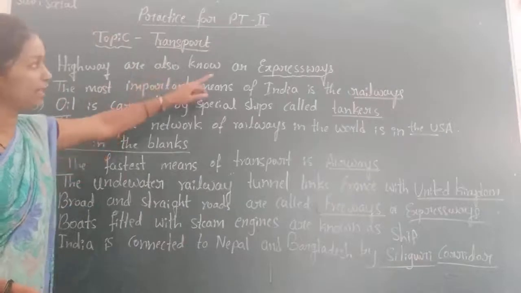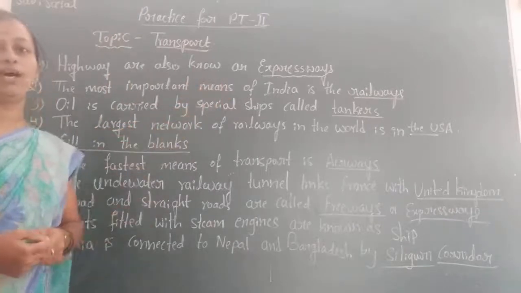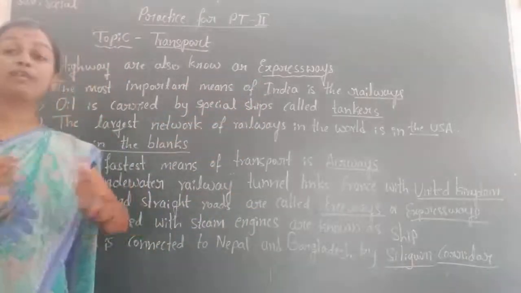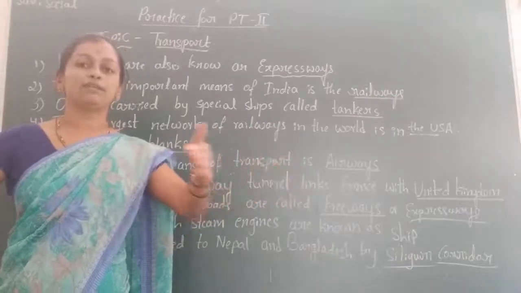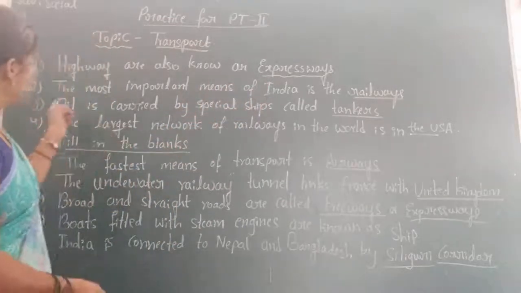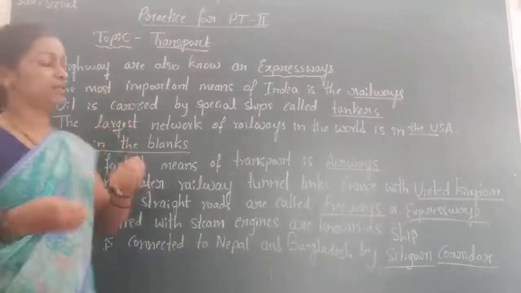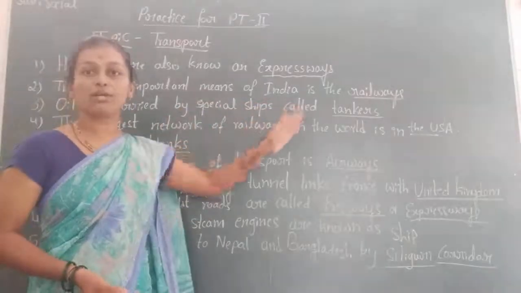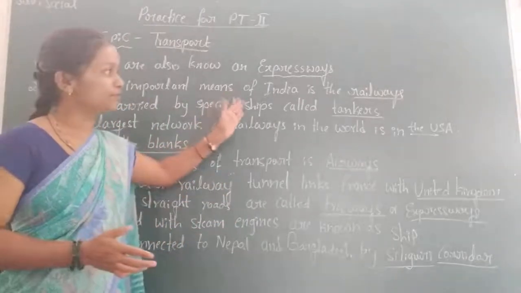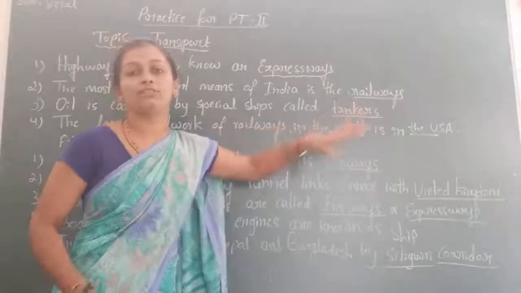Now here write direct answers. See here, children, highways are also known as dash. Highways we know as expressways, or we call them freeways, because they are wide and broad roads. So we call them expressways. Then the most important means of transport of India, what is it? We call that railways, because India has the largest railways. So the most important means of India's transport is the railways.